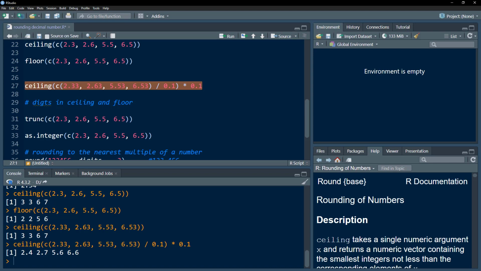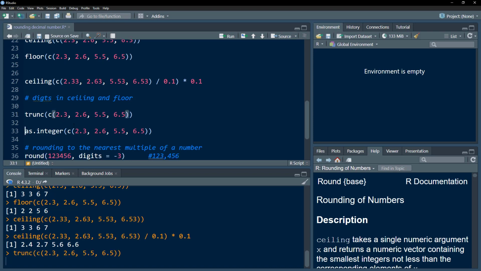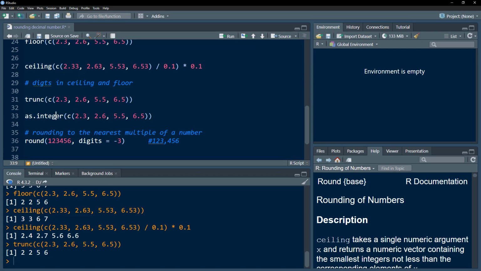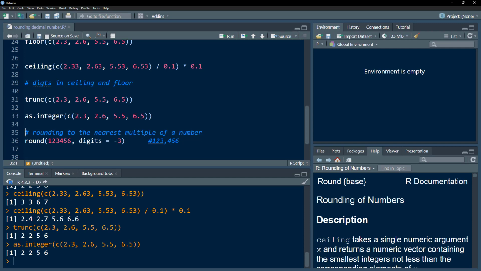Then there is this function called trunc, and what it would do, it would not round the numbers, but rather delete anything that comes after the decimal point. So anything that comes after the decimal point would be deleted. This is exactly similar to this as.integer function. So these two would give us the same results.